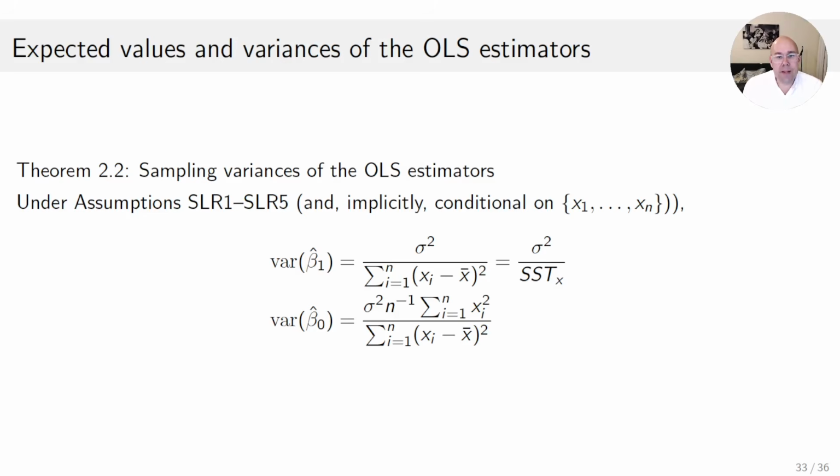And here I'm only giving you the results. So under the 5 assumptions that we have seen, SLR1 up to SLR5, and implicitly conditional on the particular draw of x's that we get, what we get for the variances are these formulas here.